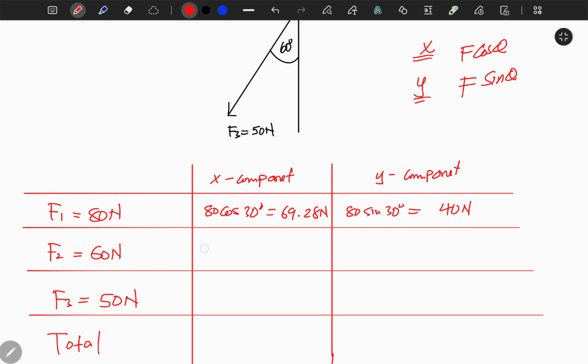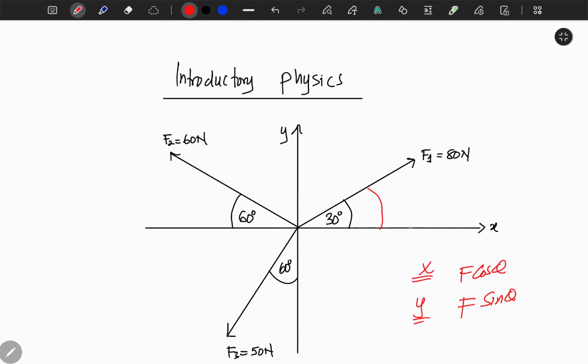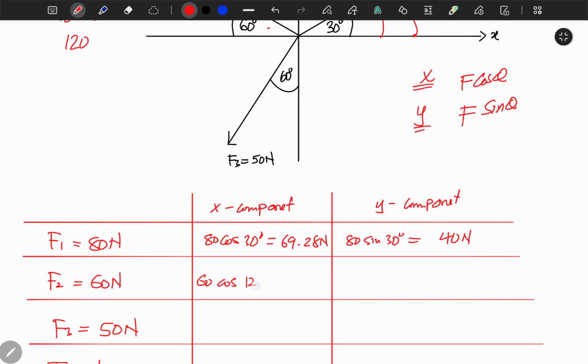Then the second one, it will be 60 cos. Now for the 60, pay particular attention. We are getting the angle from there all the way to where it is ending. That's how we do it. Now remember that this is a straight line, and angles in a straight line add up to 180. So 180 minus 60 is 120. So the angle we are getting is 120, not 60. So 120 degrees. So what do we get? Compute with me, please.